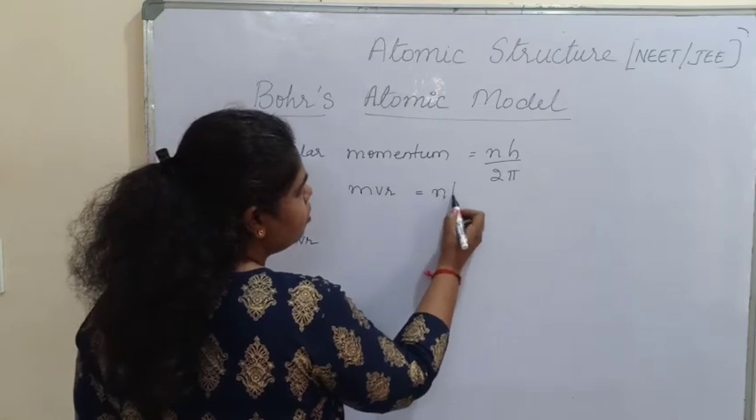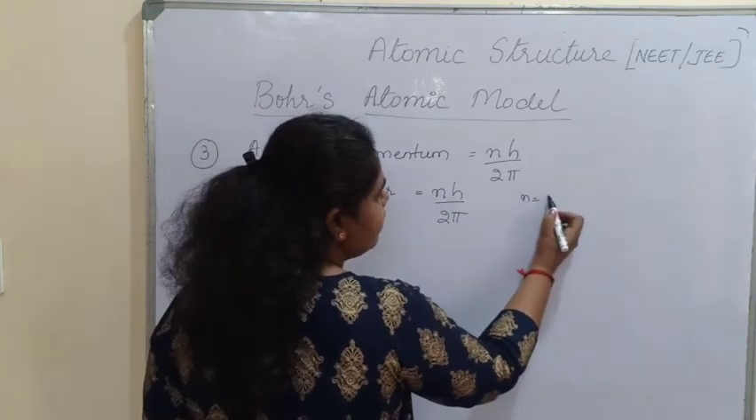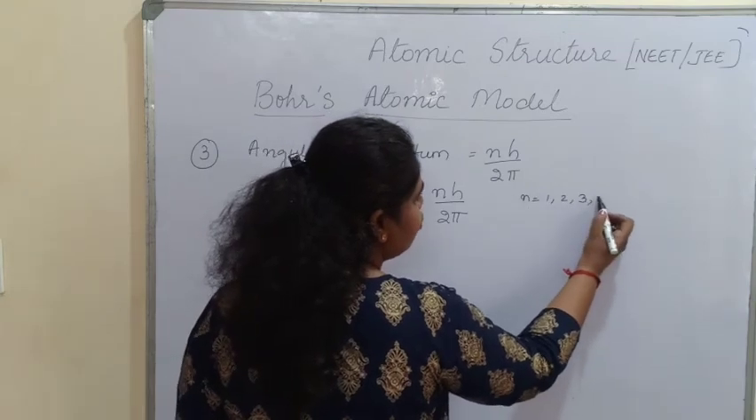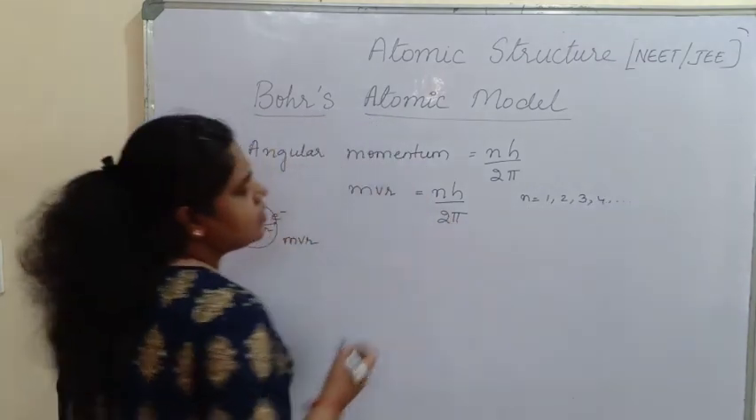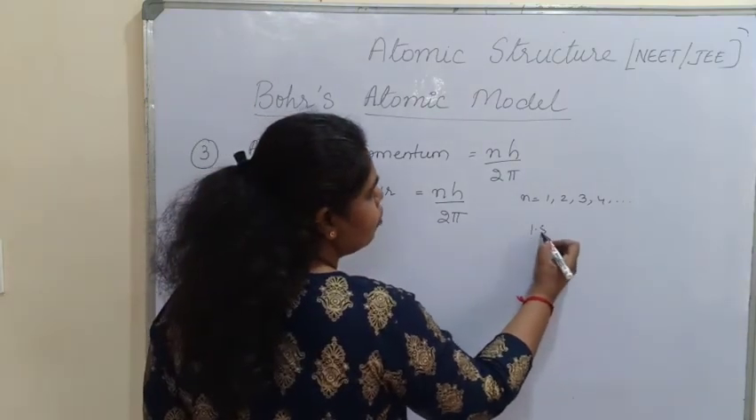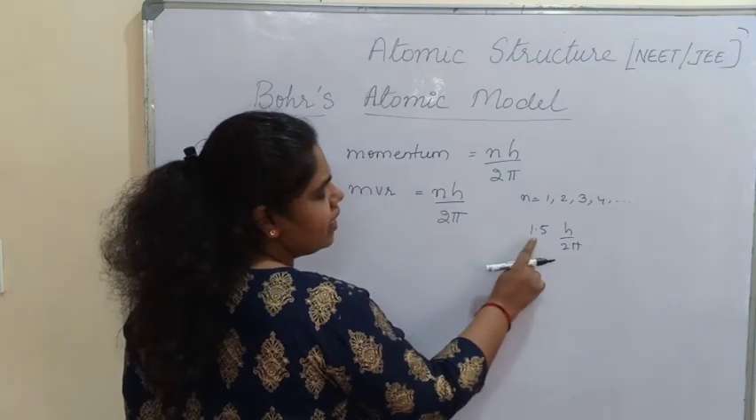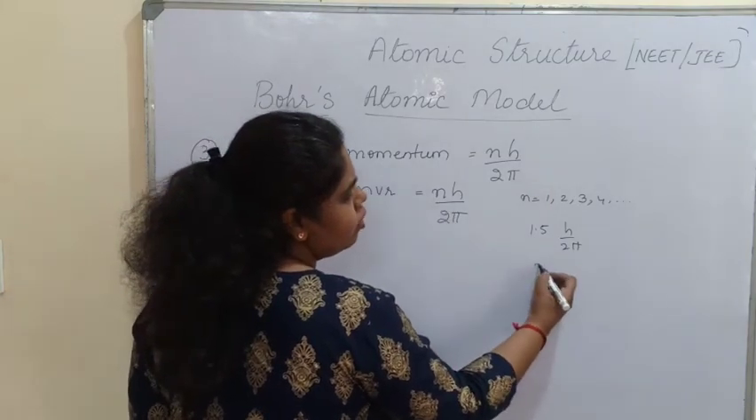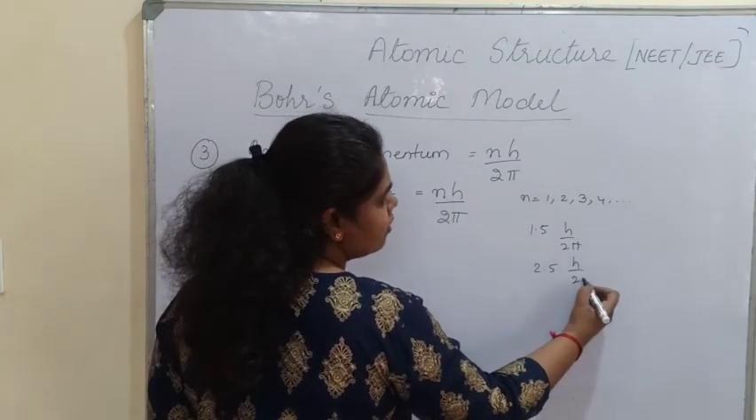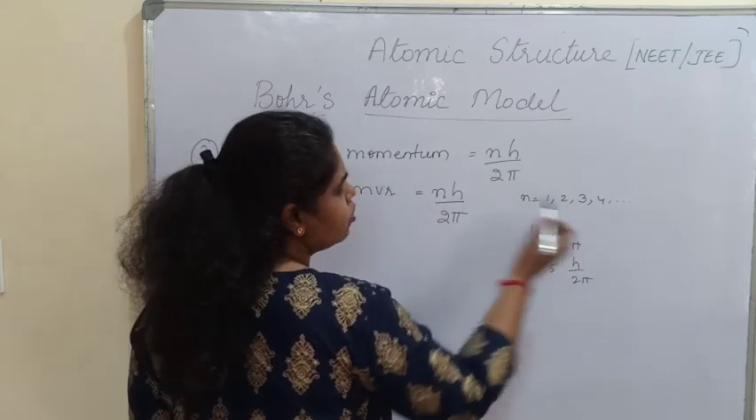mvr is equal to nh by 2 pi, where the n value can be 1, 2, 3, 4 and so on. So it is an integral multiple. You cannot take 1.5 h by 2 pi. Here n cannot be a decimal like 1.5 or 2.5. It should always be an integral multiple: 1, 2, 3, 4.